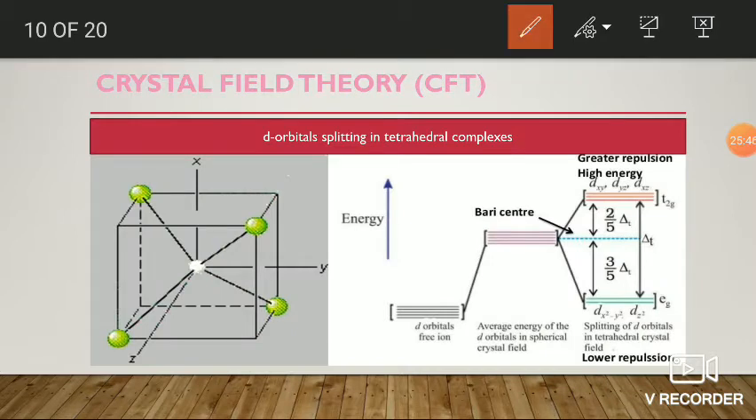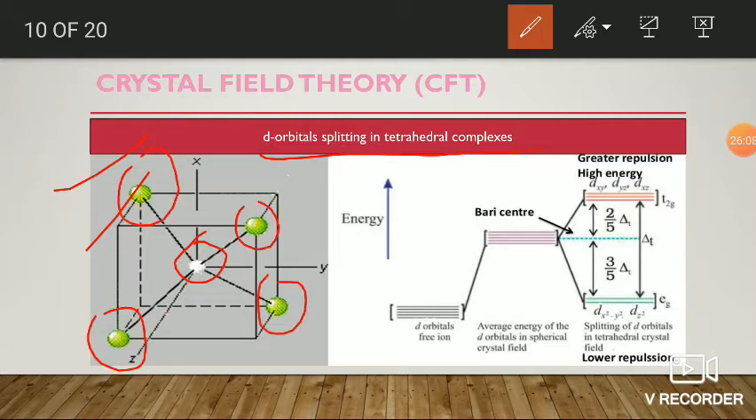here the picture depicts the d orbital splitting in a tetrahedral complex. The first picture depicts the tetrahedral complex structure. Here the white ball indicates the central metal ion, and the green balls are ligands. The ligands approach the central metal ion in this direction. The direction of the ligands is in between the axes. They are not along the axes.